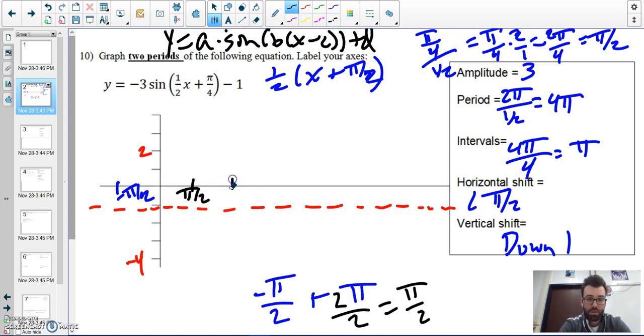We got 2 periods. Oh, buckets, got to write small. 3 pi over 2. Add 2 pi over 2 again. 5 pi over 2. I'm going to go up, down, up, down. Add 2 pi over 2 again. 7 pi over 2. Again.